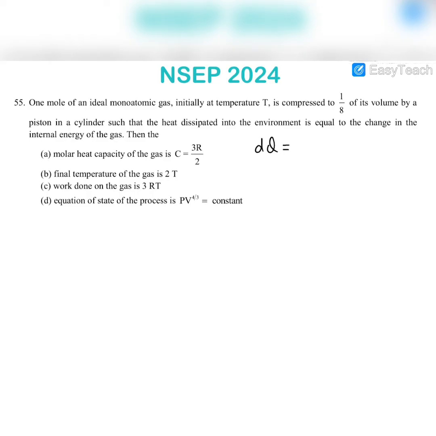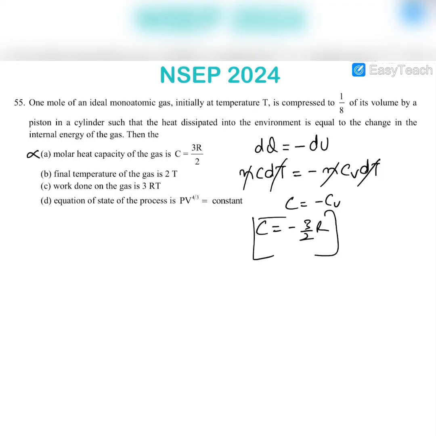Therefore we can say that dQ is negative and the magnitude of dQ is dU, so dQ is minus dU. So we can easily say that dQ is nC dT and dU is nCv dT. So we can say that C is equal to minus Cv, and Cv is f/2 R, and f for a monatomic gas is 3, so this is 3/2 R. So the first option is incorrect.